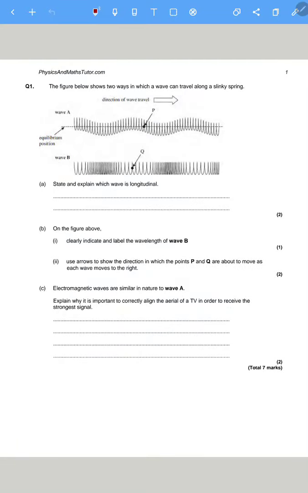Trying to do this in half an hour, so this is a waves test. I was like, why not? Sure. So state and explain which wave is longitudinal.